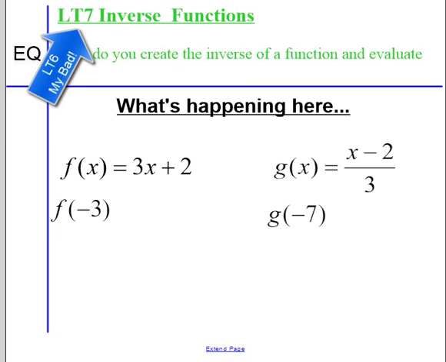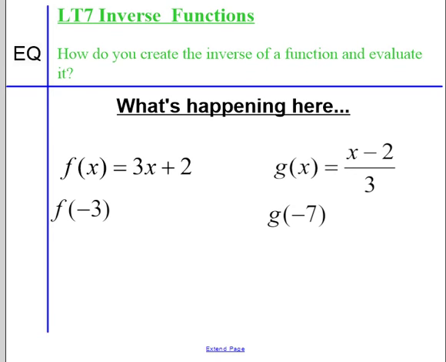This lesson is on our Learning Target 7 in Unit 1, inverse functions. The question we're going to try to answer through this lesson is, how do you create an inverse function and evaluate it? So what's happening here between these two possible outcomes? Let's try plugging in a -3 into the f of x and plugging a -7 into the g of x. And let's find out what we get.